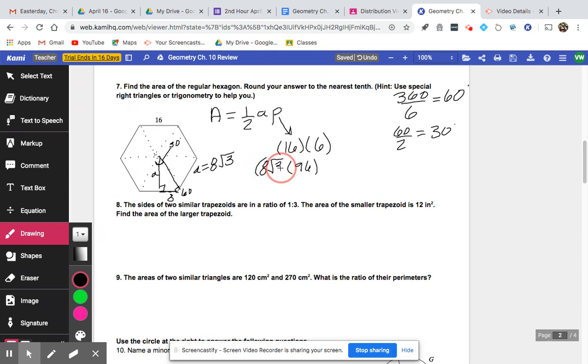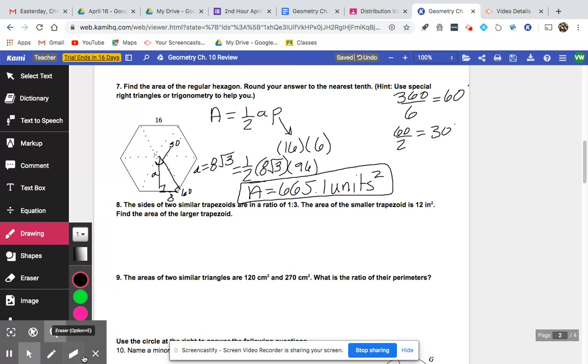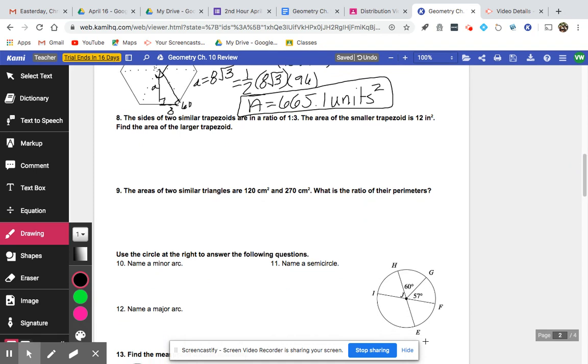So there's our apothem. We've got our perimeter. Multiply everything by a half. And there we go. So take square root of 3, convert it into a decimal. You know that. So multiply everything together, and you should get a final area of right around 665.1. We don't have units, so I'm going to write units squared. So that's my answer for number 7. 665.1 square units.